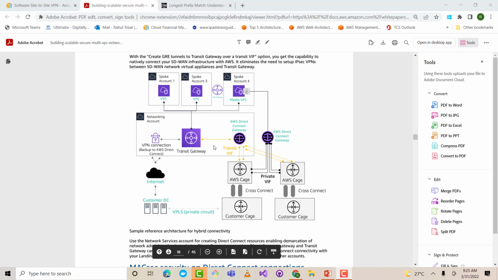So this is how you build it, and basically what you need to do is look at each component. Say it was the Direct Connect partner, what if this customer cage fails, what if the Direct Connect Gateway fails, what if the transit gateway fails. So what are the backup options?